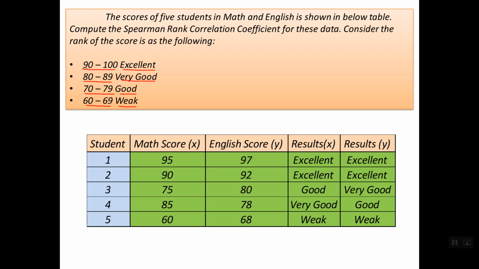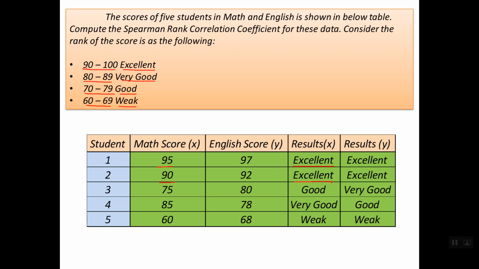For example, regarding the math score, as we see here, student number 1 and student number 2 have got 95 and 90 respectively. So we are not dealing with this score, we are dealing with the ranking of this score. So the rank for both student number 1 and student number 2 for the math is the same, it is excellent. Even so, the achievement of student number 1 is better than the achievement of student number 2. So this is one of the limitations of using the Spearman rank correlation coefficient.